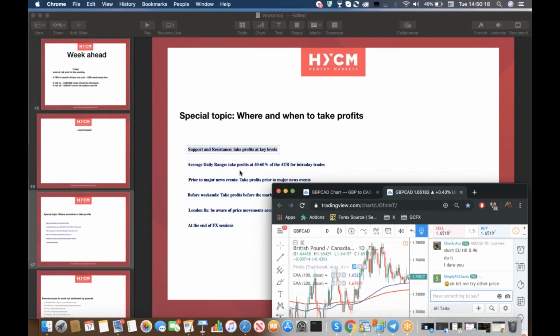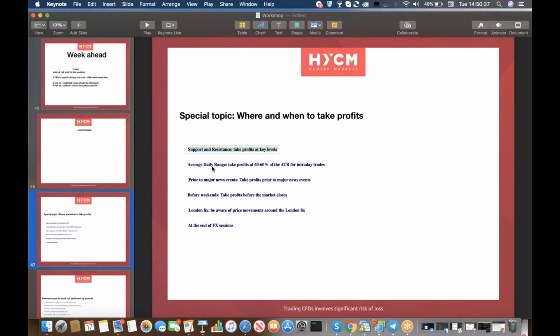Next place, average daily range. Your average daily range is a tool that you see on your MetaTrader 4 account. So go to your MT4 account, open up your indicators, and open up the average daily range. Now see what the average daily range is on the currency pair for the day. And then if you're trading intraday, take profits at about 40 to 60% of the average daily range for the day.